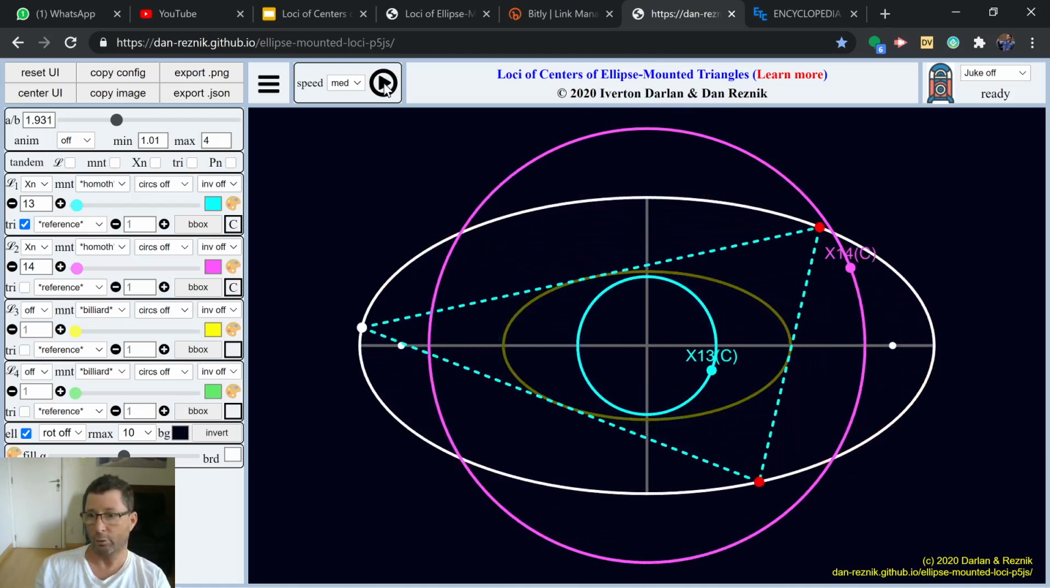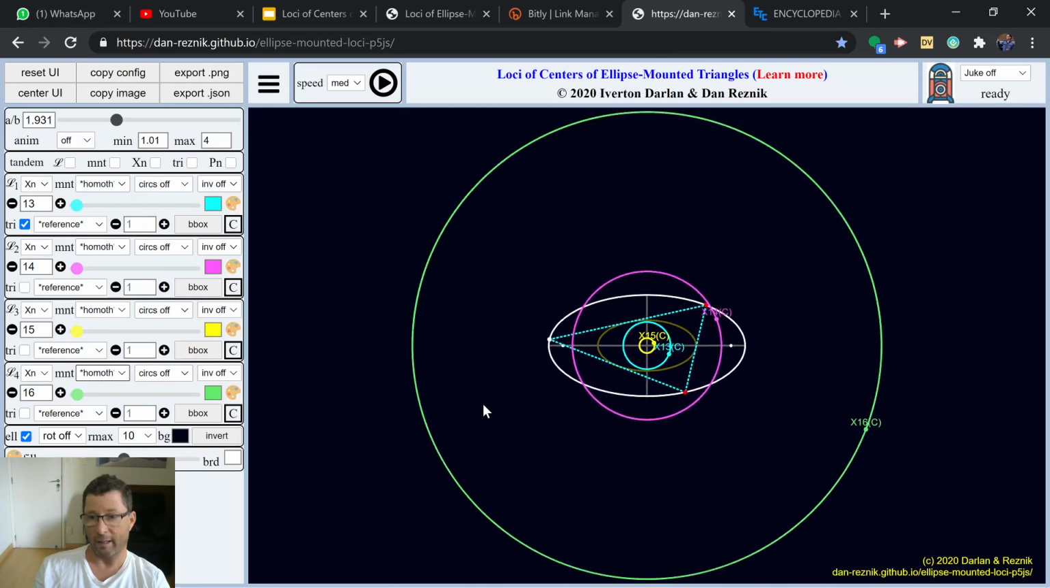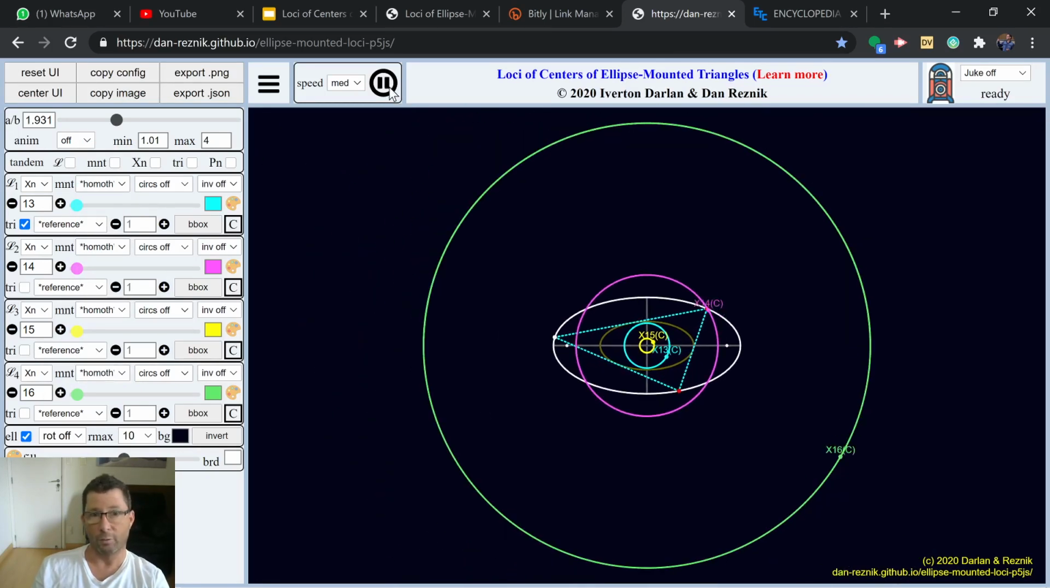Let's go to the next two irrational centers on the list. I'm going to use a third channel here to display it. So I'm going to put 15 here, and I'm going to put 16 there. And I'm going to go ahead and turn on the homothetic mount on both these channels. So I have homothetic, homothetic, homothetic, homothetic. And look at what's happening. Now I have 4 loci, and the 4 of them are circles.